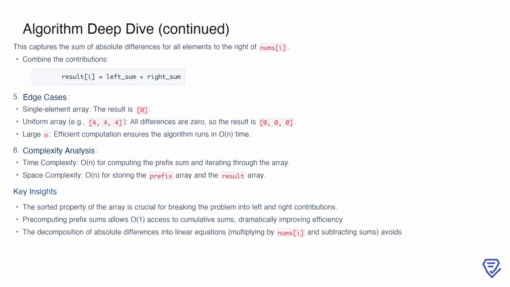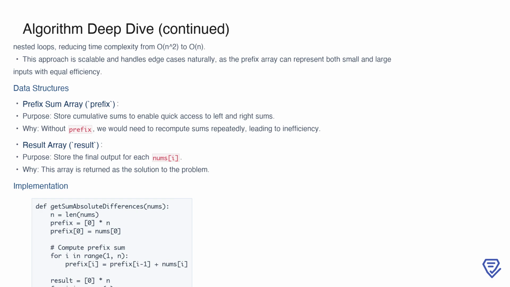This approach ensures that we compute the result for each index in linear time, avoiding the inefficiencies of a nested loop approach. By decomposing the problem into left and right contributions, we reduce the time complexity from O(n²) to O(n). This improvement is achieved by leveraging the prefix sum array, which allows us to compute cumulative sums in constant time.